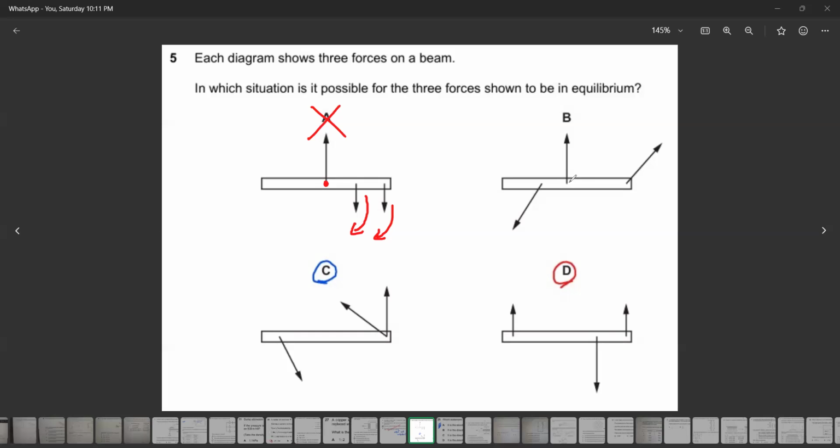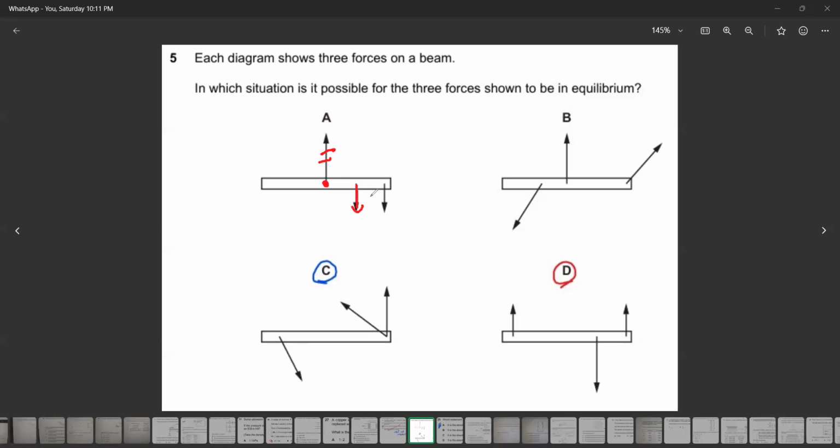Now, what about B? If I consider the center as a pivot, first thing, there should be no resultant force and there should be no resultant turning effect. When I apply, okay, this force cancels out this one, but still there is an upward force. So why is A wrong? Because in A, there is a turning effect. Rotation is there. If I consider this as a point of rotation, this force will not cause any turning effect.